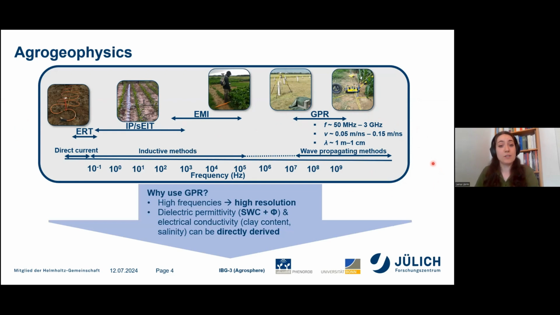Because of the wave nature of GPR, we can directly derive the permittivity, which can be transformed into soil water content and porosity. And we can also derive the electrical conductivity, which can be transformed into clay content and salinity.